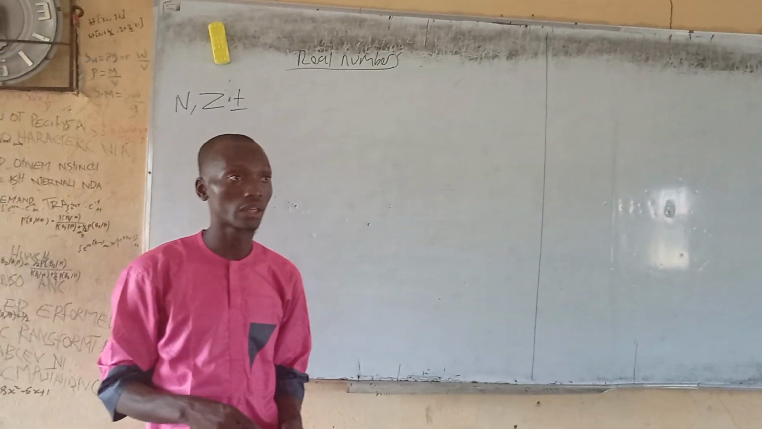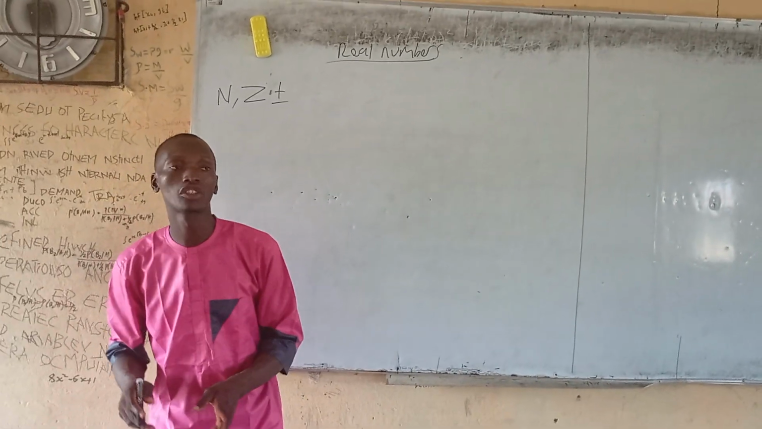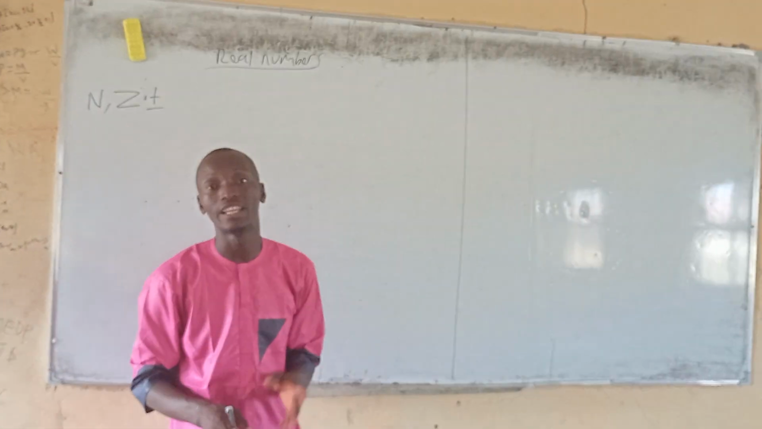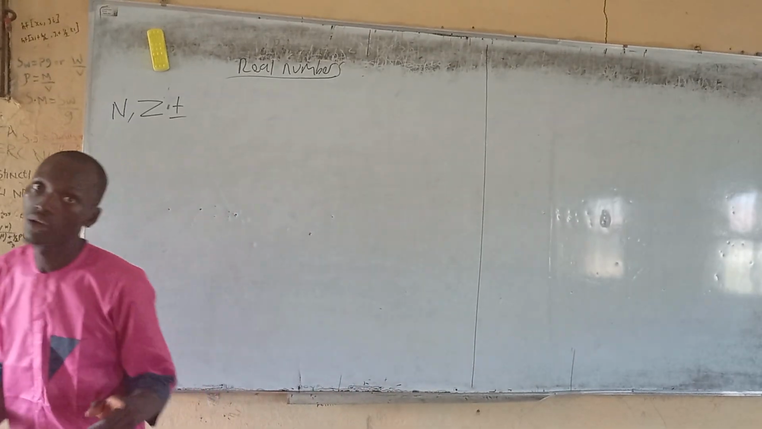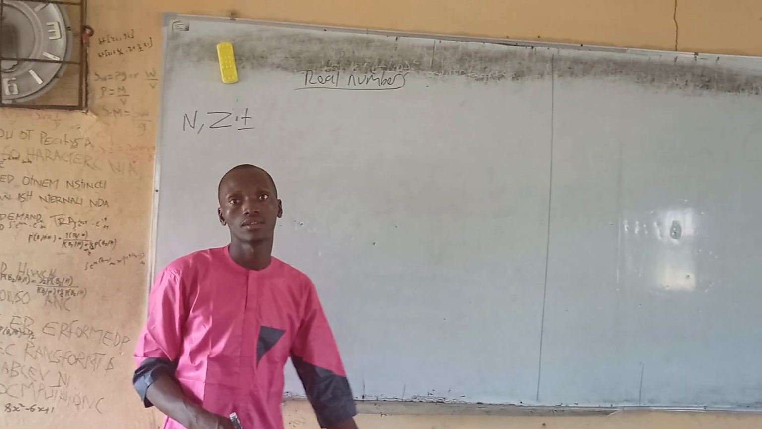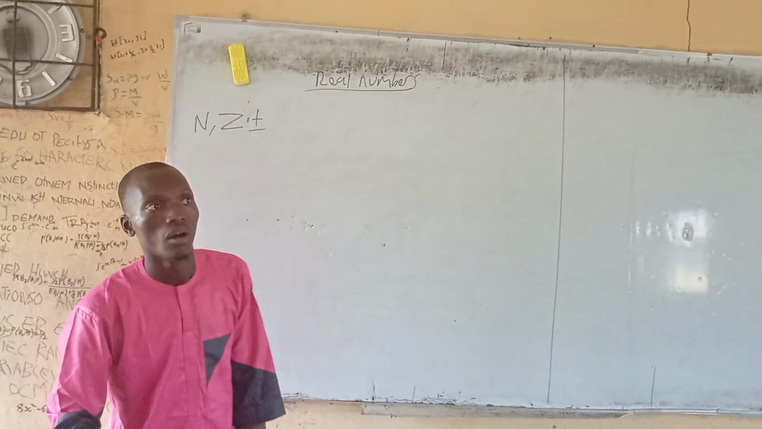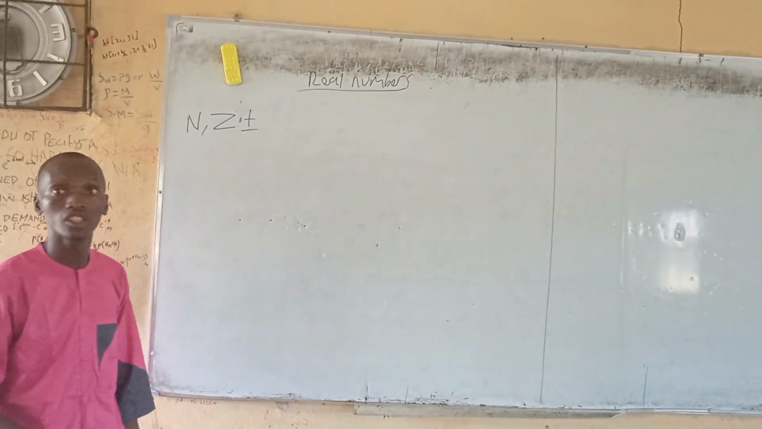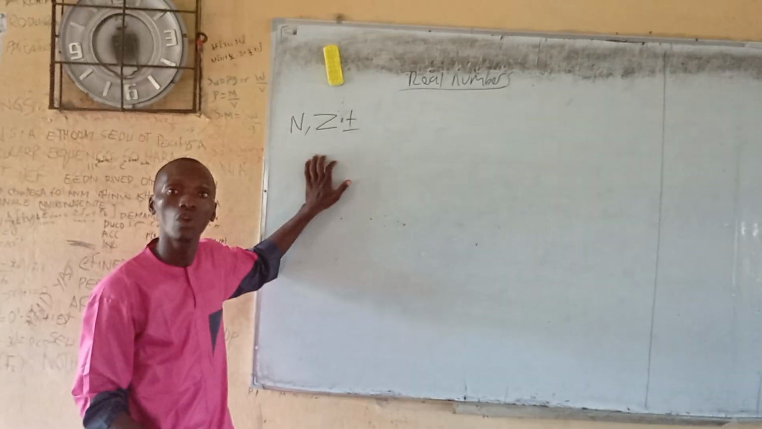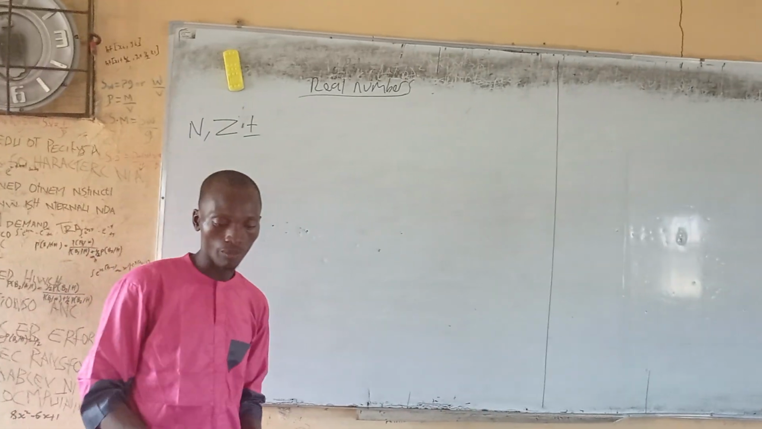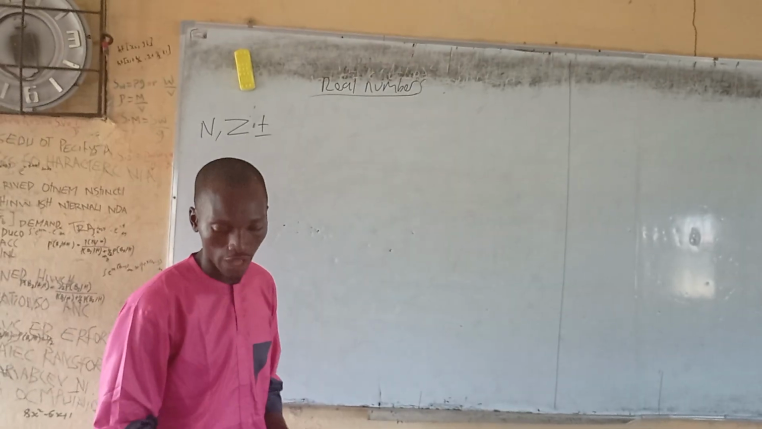Now take note that all prime numbers are natural numbers and all natural numbers are integers, but not all integers are natural numbers. All natural numbers are integers because integers cover both the positive and negative aspects. We will now move on to rational numbers.